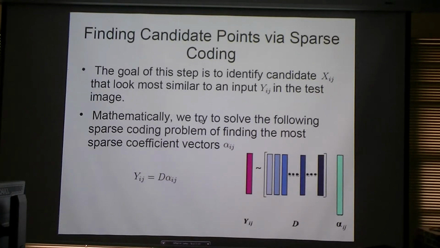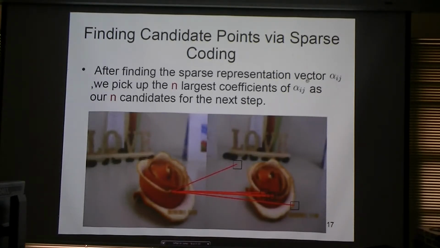Here we found the alpha ij using sparse coding. Now that we have the alpha ij, we pick the n largest coefficients of the alpha ij as our n candidates for the next step. So you can see that, for example, if this one is our test image and this one is a reference image, for this block here, we find five candidate points that are similar to it.